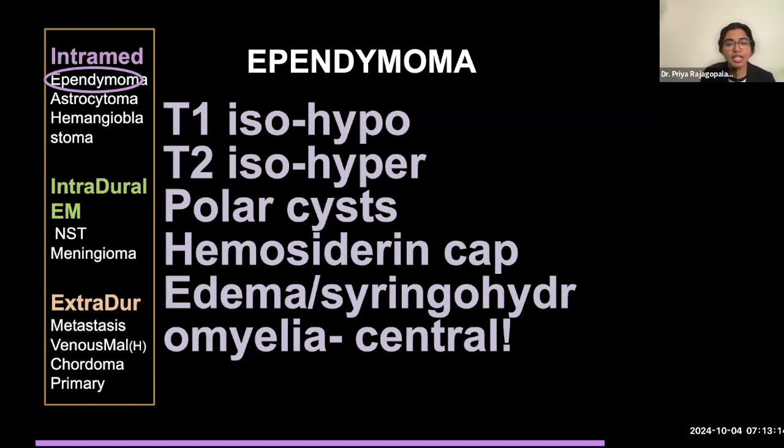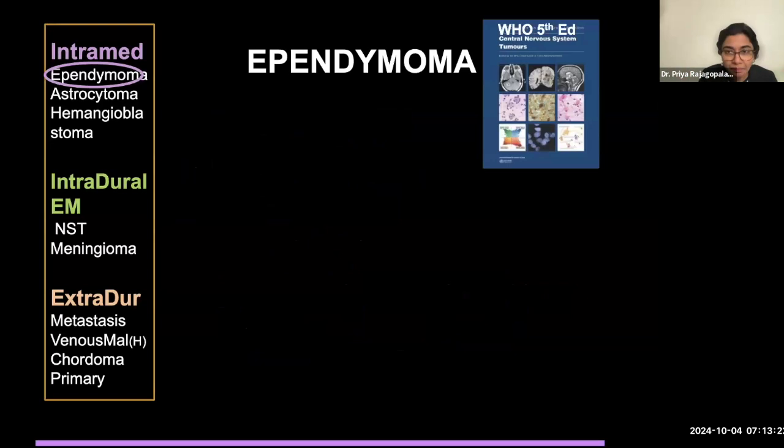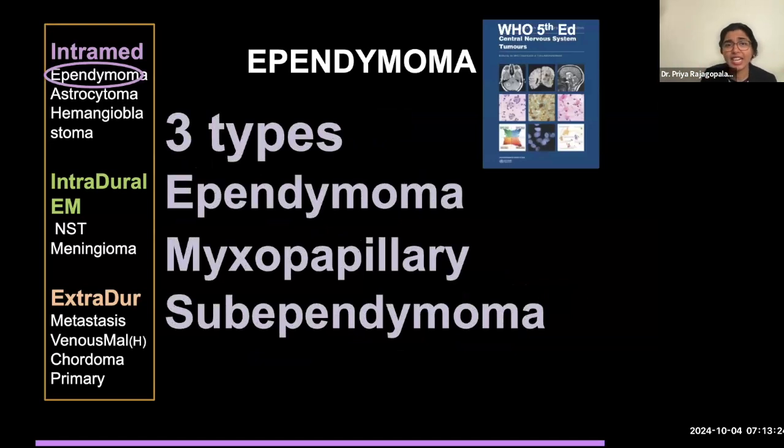And then we've got a hemosiderin cap, like I said, and then the edema can result in the central canal dilatation, called syringohydromyelia. Now, according to the latest classification, I talked about the prior classification where you had different grades. With the new latest WHO classification of CNS tumors, there are three main types.